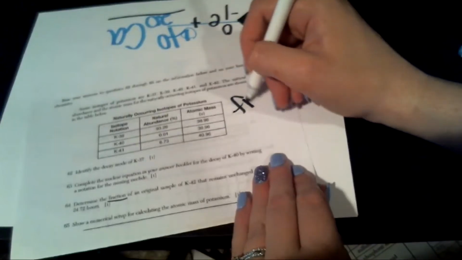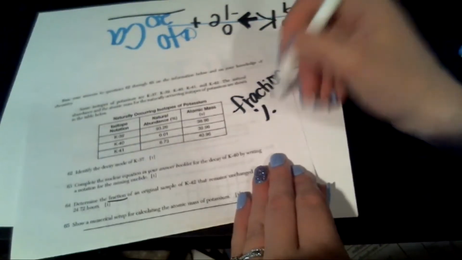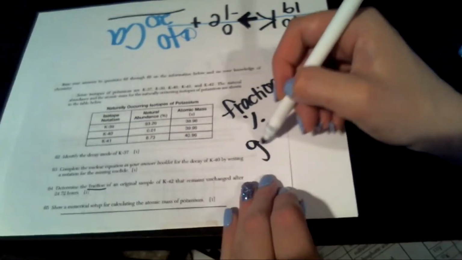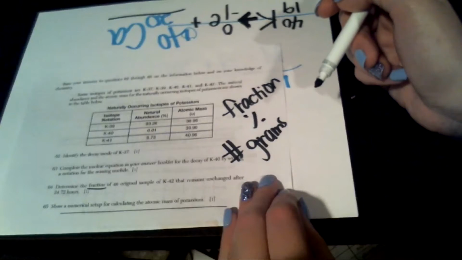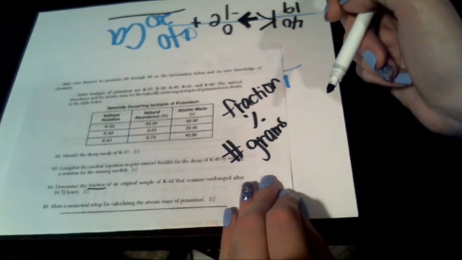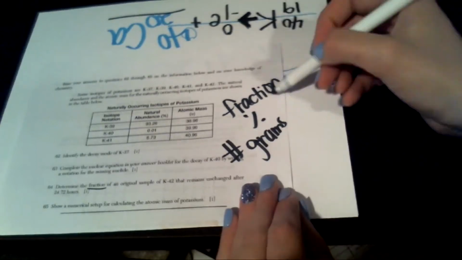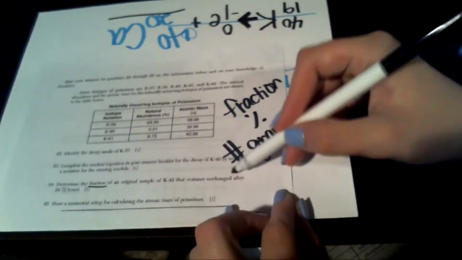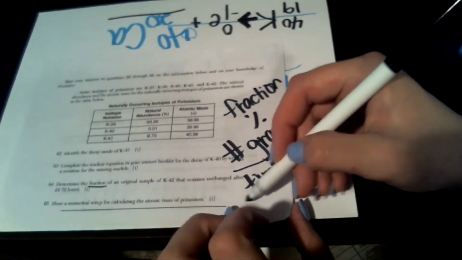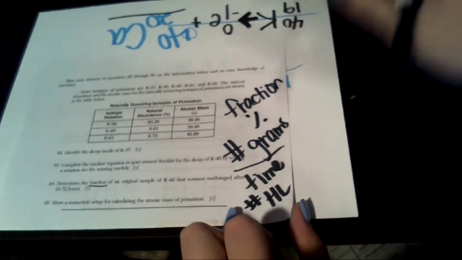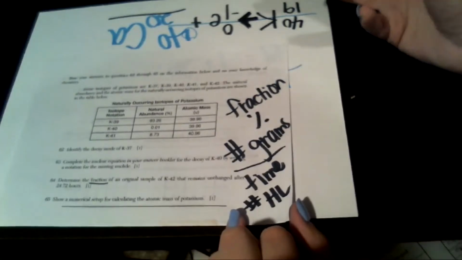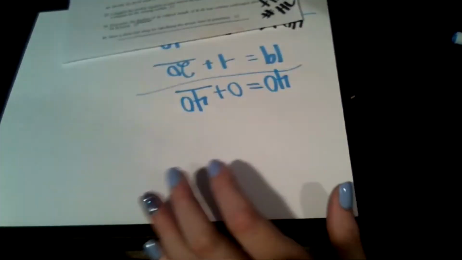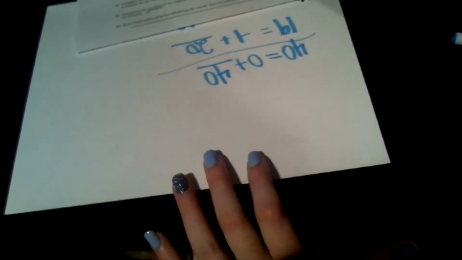Sometimes they ask for the fraction. Sometimes they ask for the percent. Sometimes they ask for the number of grams. But they could also give you any of these and then ask you for the amount of time or the number of half-lives. You learned this yourself over spring break. I never exclusively taught it to you, but you are responsible for it.